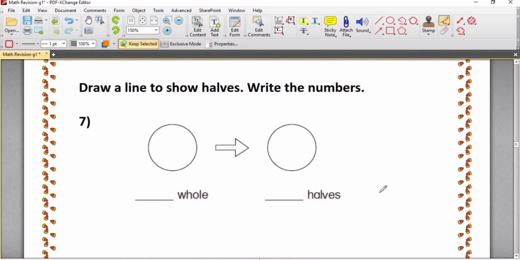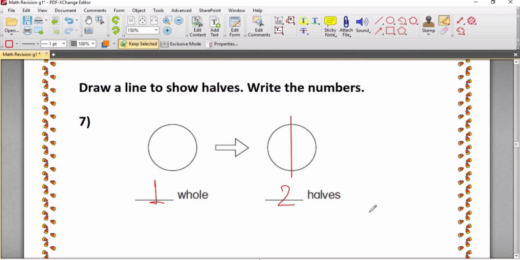Okay, habibi, here he wants you to draw a line to show halves and write the numbers. So first of all, let's draw the line that shows half, then we will write the number. Okay, so here we have how many? We have 1 whole. We have 1 circle, right? So it's one whole. Okay, now we want to show the half inside the one. So let's make a line to show the half. Okay, and here we have how many parts? We have two. So one whole equals two halves.